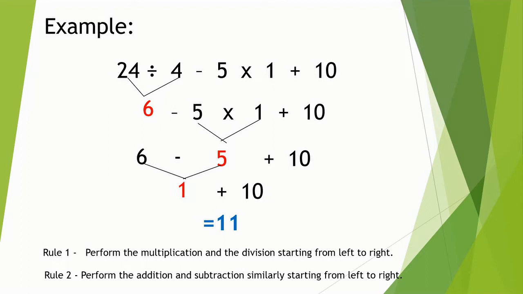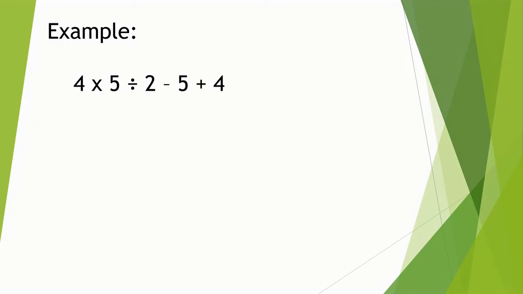So, we have here another. Our equation is 4 times 5 divided by 2 minus 5 plus 4. Okay, anong una natin gagawin dyan? Magsimula na naman tayo sa left. Titingnan natin sa left. So, rule number 1, si multiplication or division.